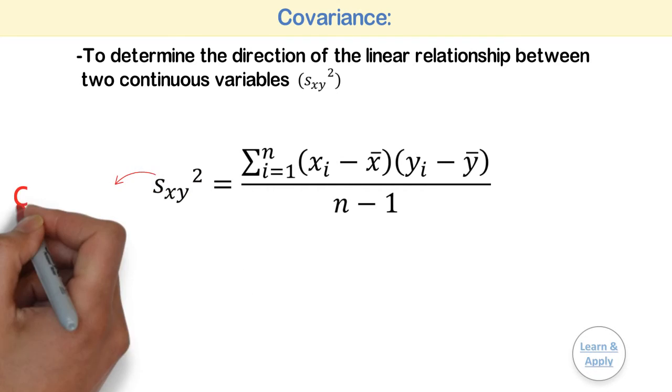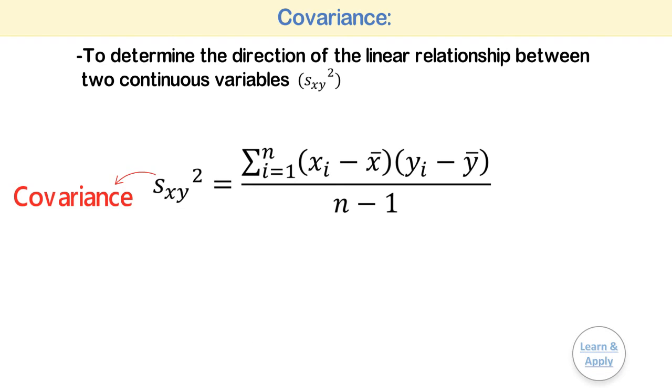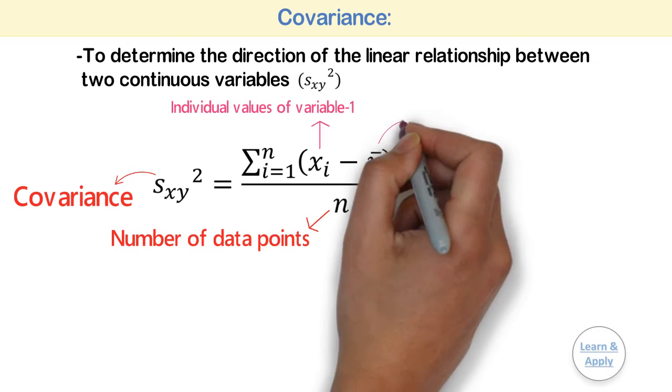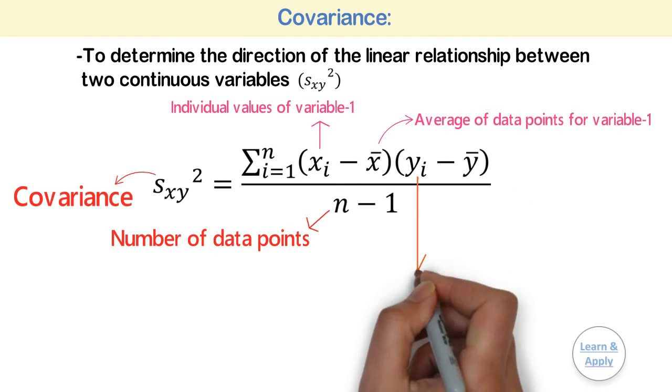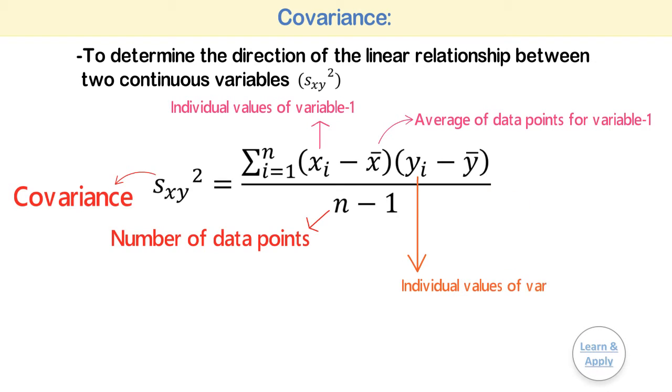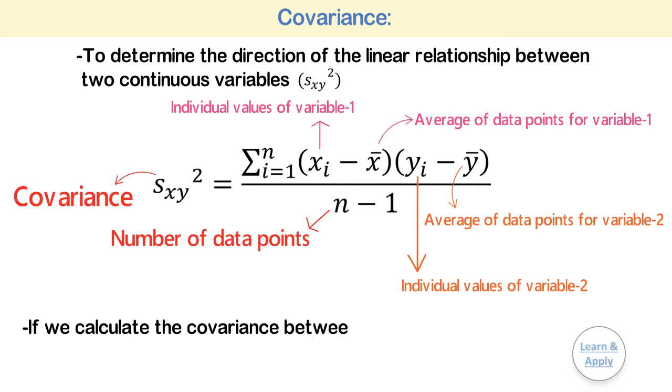Here Sxy square is the covariance, n is the total number of data points, xi is the individual values of variable 1, x bar is the average of data points for variable 1, yi is the individual values of variable 2, and y bar is the average of the data points for variable 2. If we calculate the covariance between one variable and itself, we will get a variance.